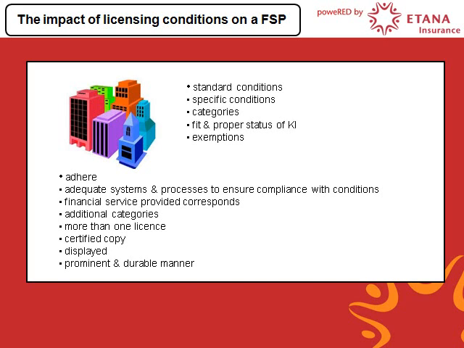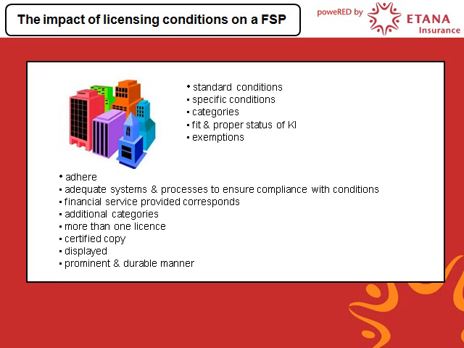FSPs must adhere to the conditions and must also ensure that there are adequate systems and processes in the business to ensure compliance with the conditions. Where representatives and key individuals work across various sub-products and license categories, there must be internal controls to ensure that the financial service they provide corresponds with the specific license conditions and restrictions.